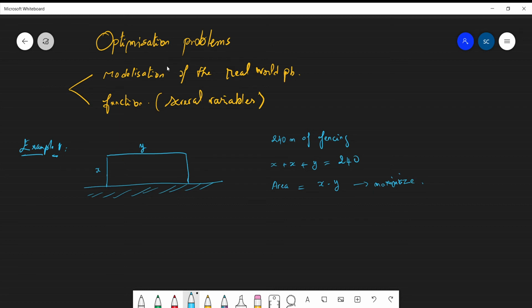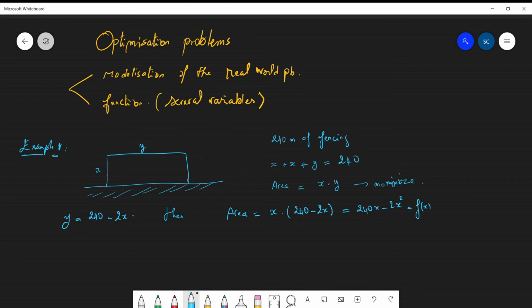Now it's a new problem for you, so we will go slowly. An idea is to eliminate one of the variables. Let's eliminate y. So y will be 240 minus 2x, and then I can express the area only in x. It will be x times (240 minus 2x), which is 240x minus 2x squared.